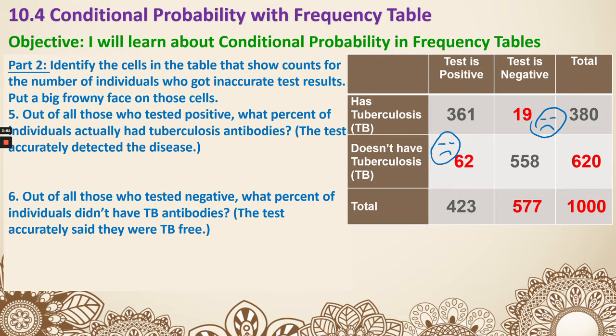Out of all those who tested positive, what percent of individuals actually had the antibody? Test positive, has antibody. So that's going to be 361 out of 423. And we are going to change that into a decimal or percent. That's 80.85342.